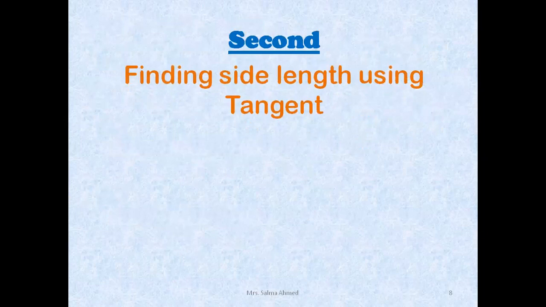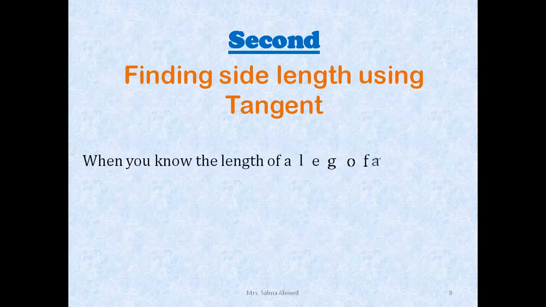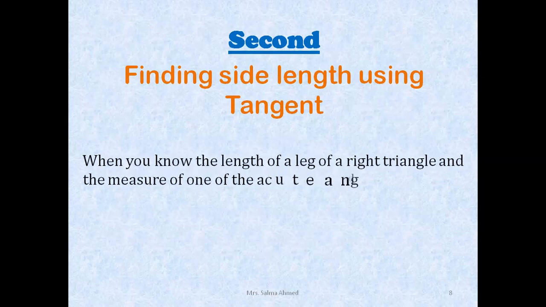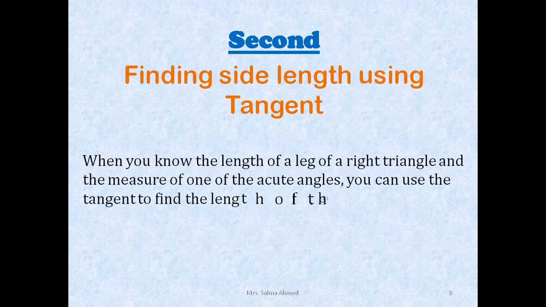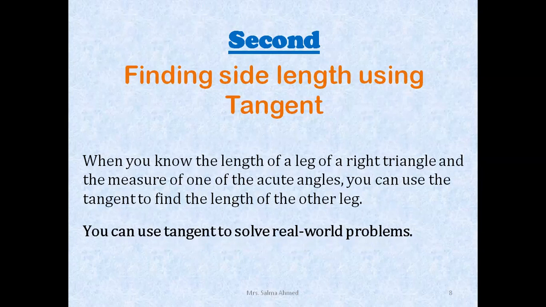Second, find side length using tangent. When you know the length of a leg of a right triangle and the measure of one of the acute angles, you can use the tangent to find the length of the other leg. You can use tangent to solve real-life situations.